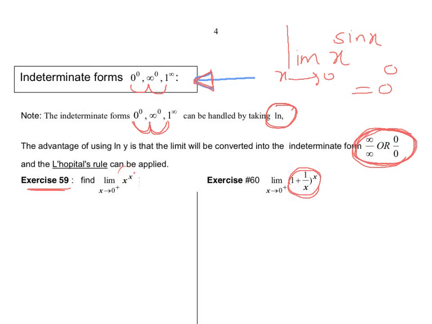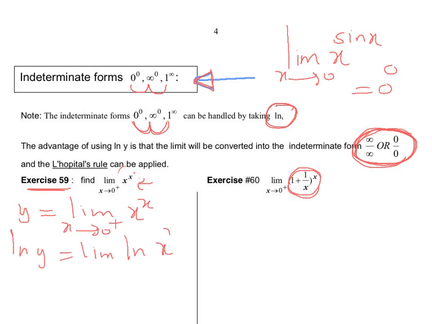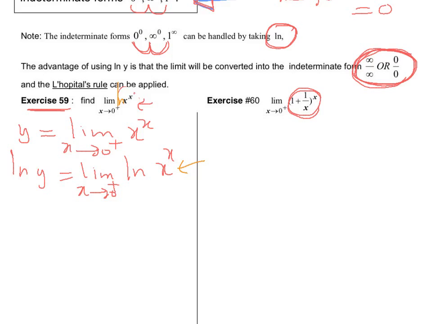We have the limit of x to the power of x. So since we have a function to the power of a function, we are going to use ln. How? By calling the given limit y, and then taking ln of both sides. To simplify the idea, you can think about it as if we have put ln here. So instead of doing the limit of x to the power x, we are going to do the limit of ln x to the power x, because I'm going to concentrate now on this side. We're going to leave this until the end.